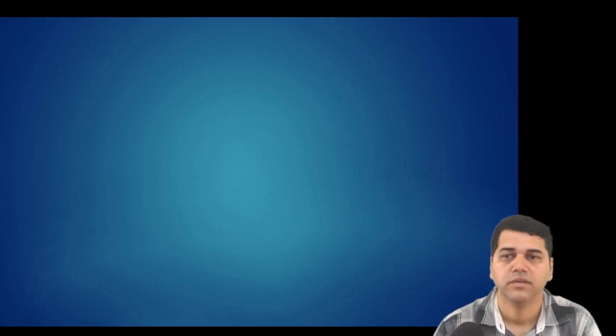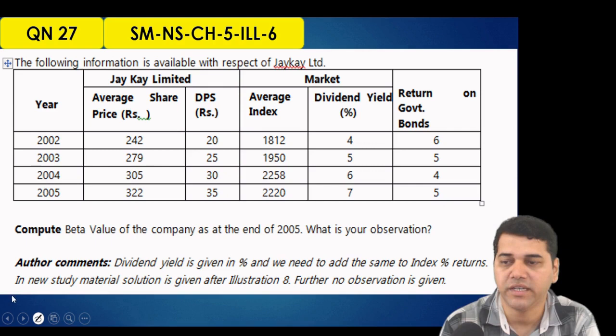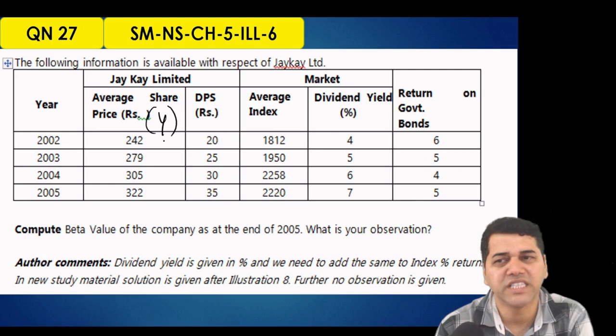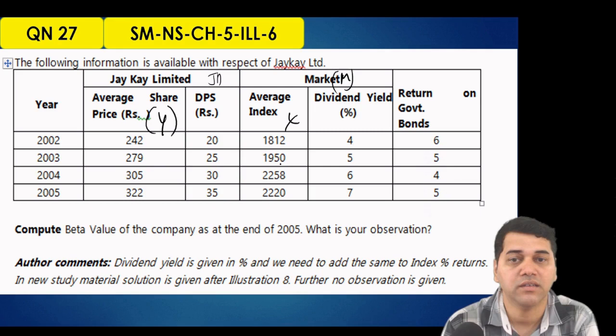The following information is available with respect to JK Limited. For the years 2002, 3, 4, 5 they have given the share price and dividend per share. This I can call Y, or you can call it J also. Y is the dependent variable. Dividend per share is given. The average index of the market I call X, the independent variable. We'll call it M. We can call it J and M. The dividend yield on the market return is given, and the return on the government bond is also given for different years.